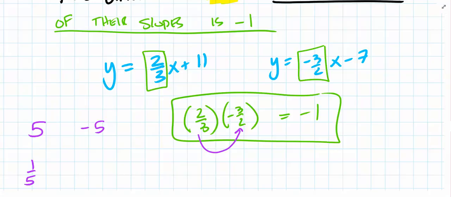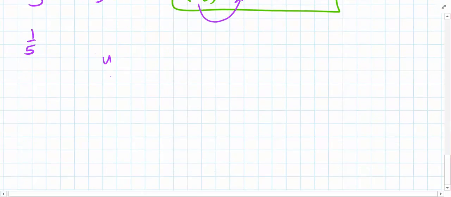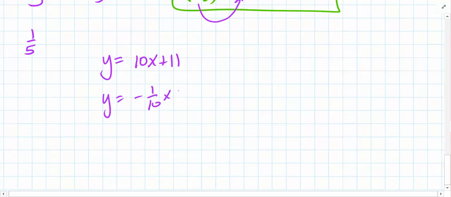Okay, so here we go. So if I gave you y equals 10x plus 11, what would be the slope of a line perpendicular to 10x plus 11? Negative 1/10 x plus some other thing like plus 9, for example, right? Could be anything else besides that. Okay, opposite reciprocals. Okay, let's do a little investigation here.